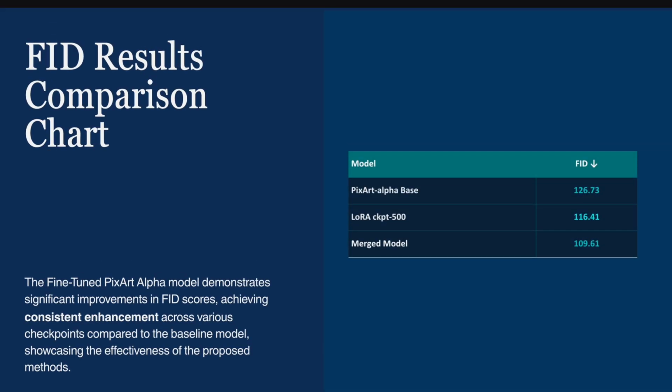We evaluated using FID, where lower is better, and T2I-CompBench for compositional reasoning. So on the custom hand dataset, the base PixArt-alpha FID was 126.73, and after just 500 steps of LoRA training, it dropped to 116.41. The final merged model brought it down to 109.61, which is quite a meaningful improvement.